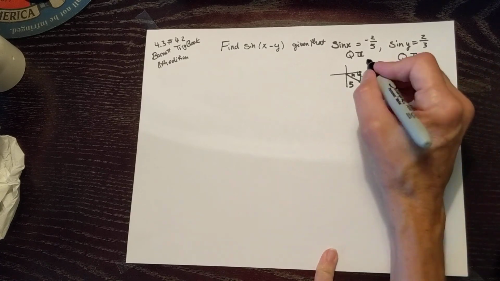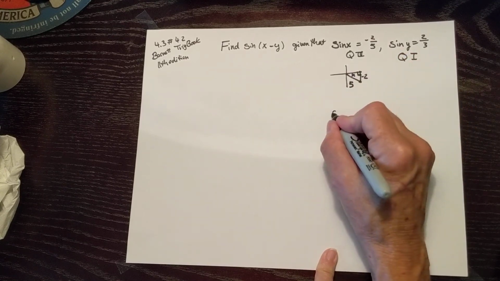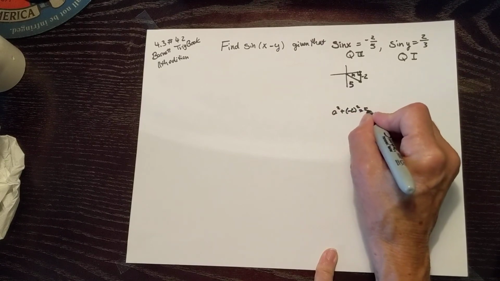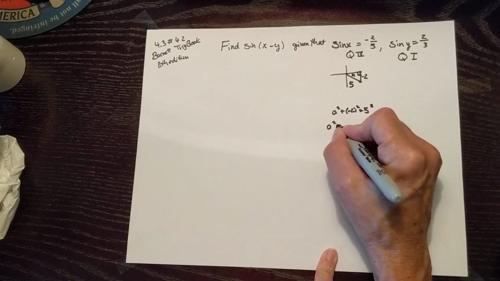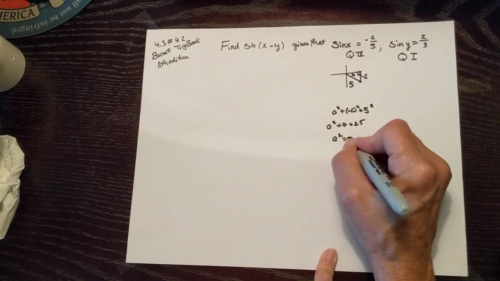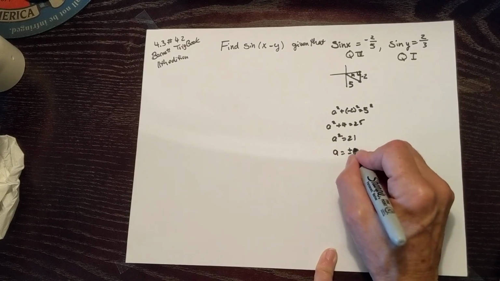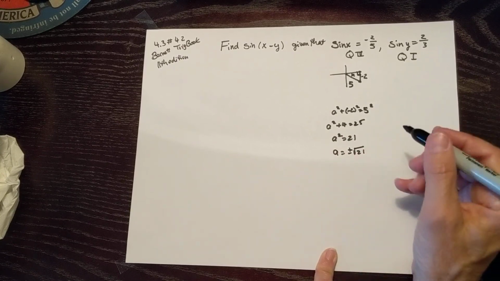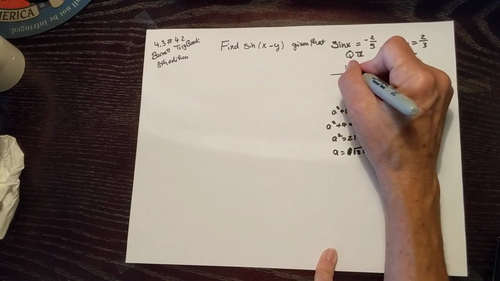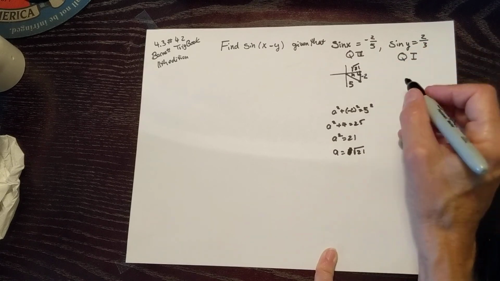I can use the Pythagorean Theorem to solve for this quantity right here. I'm going to say a squared plus negative 2 squared is equal to 5 squared. A squared plus 4 is equal to 25. A squared is equal to 21. A is equal to plus or minus the square root of 21, but I know it's in quadrant 4, so I know it's positive. This is the square root of 21. This is everything I need to know about angle x.